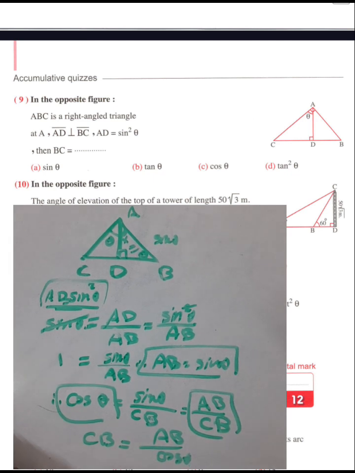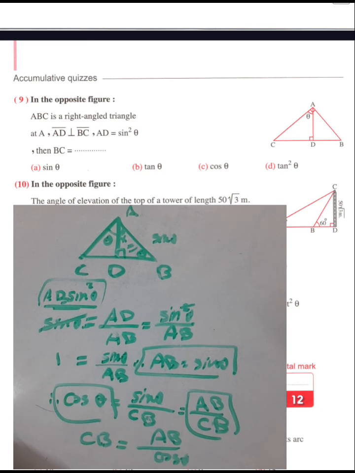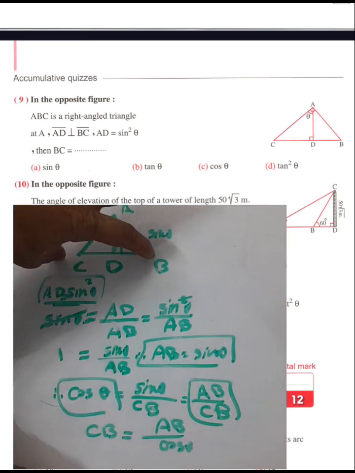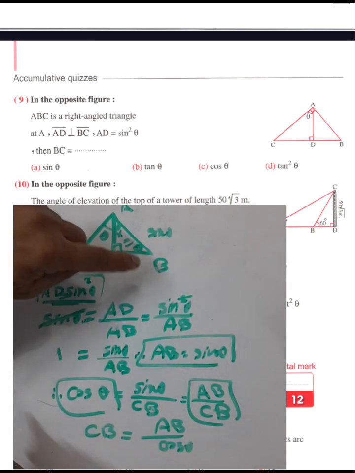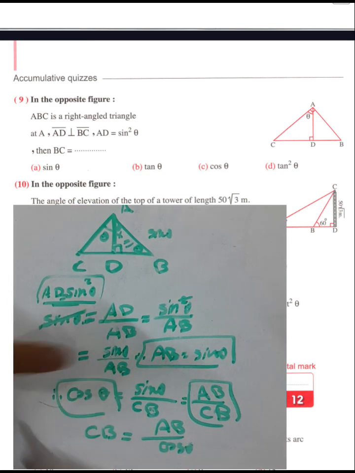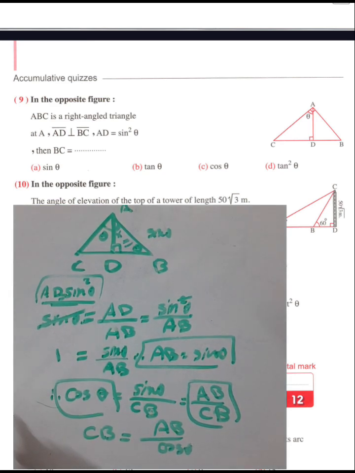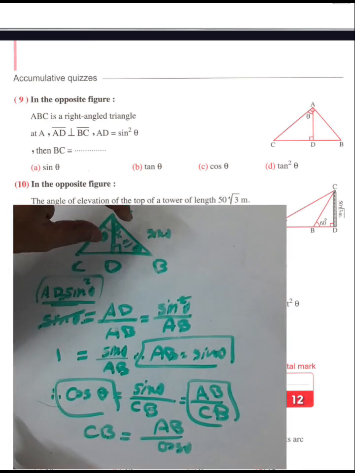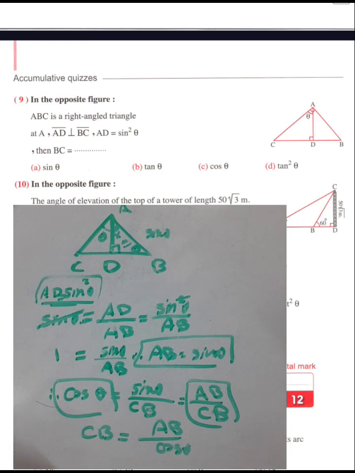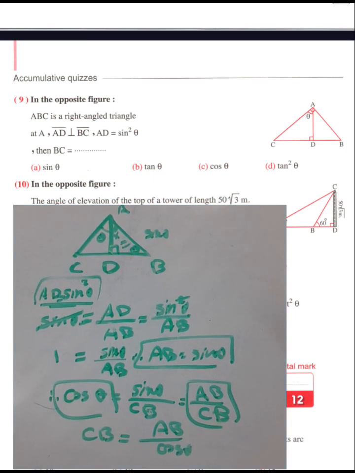Okay, what do you want to find? CP. Is CP adjacent or hypotenuse? It's hypotenuse. Then cosine theta equals sine theta over CP, and we have cosine theta in the smallest triangle, cosine of this angle, equals BD over sine theta, and then you can replace them to find the length of CP.